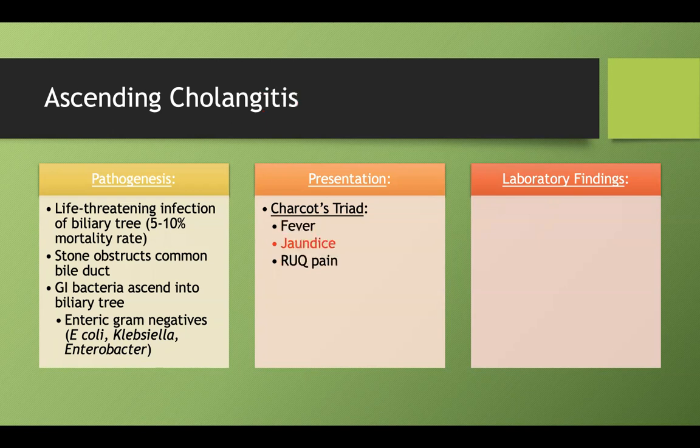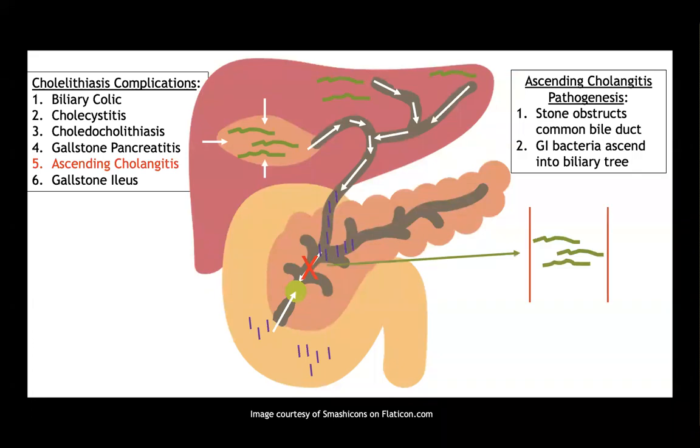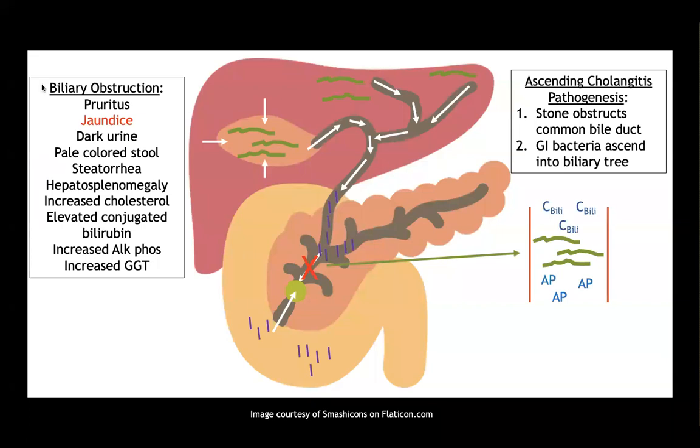But the difference with ascending cholangitis is that because it is in the common bile duct, it should also cause obstructive symptoms like jaundice. So here again, if you have bile leaking out into your bloodstream now, you're going to get all these biliary obstructive symptoms possible in ascending cholangitis, in addition to that fever and right upper quadrant pain.